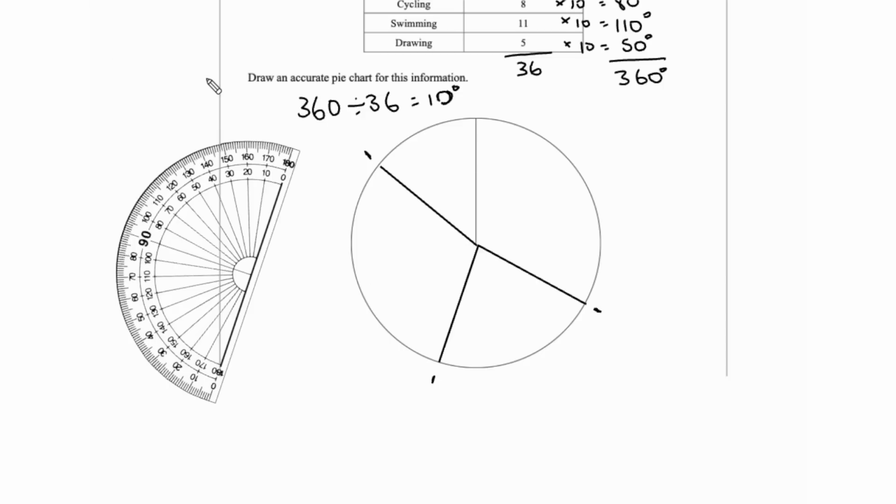So get your pen, and we know that that was knitting there, cycling there, swimming there, and you might have them in different orders, that's okay, but the size of them should be correct. There we go, knitting, cycling, swimming and drawing.